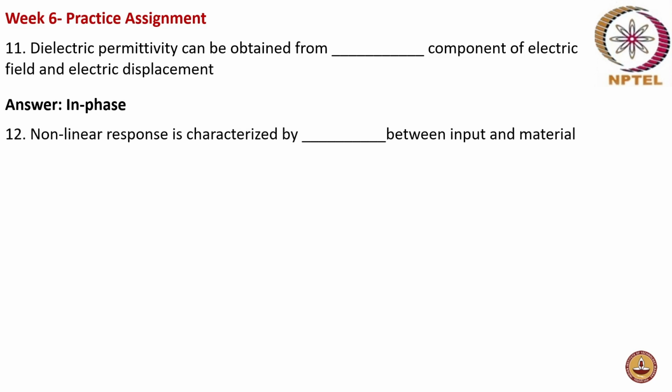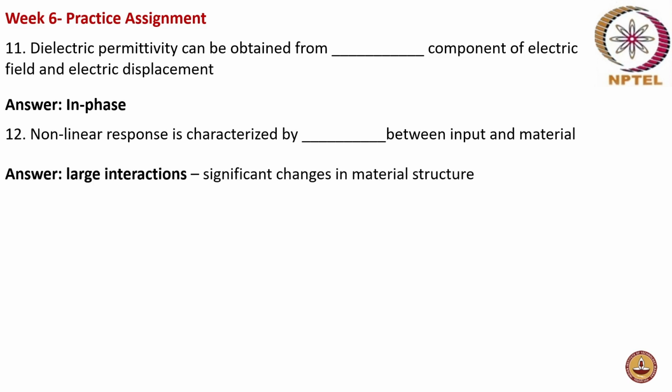Now the next question is, nonlinear response is characterized by dash between the input and the material. Any thoughts? No. Okay, no worries. So there are larger interactions between the input parameter and the material, because there will be significant changes in the material structure. Whereas in linear response, we are just playing with the equilibrium only. So the material just moves away from one equilibrium state to another equilibrium state and then comes back.